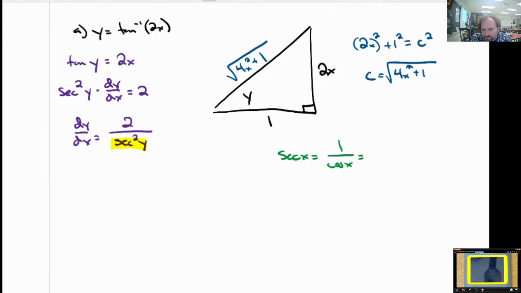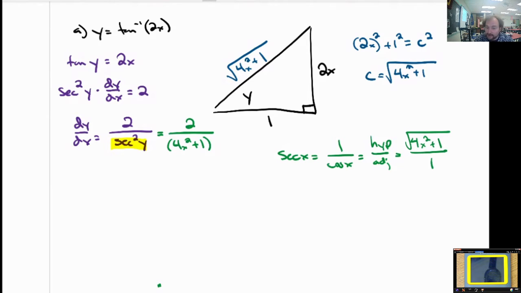All right, back to it. Secant is 1 over cosine, and since cosine is the ratio of the adjacent to the hypotenuse, the secant is the hypotenuse over the adjacent, which in this problem is the square root of 4x squared plus 1 over 1, and that's nice. And the best part about that is since we're going to square that anyway in that fraction, this is going to end up just being 2 over 4x squared plus 1. Because the square root will go away, and that's your answer.